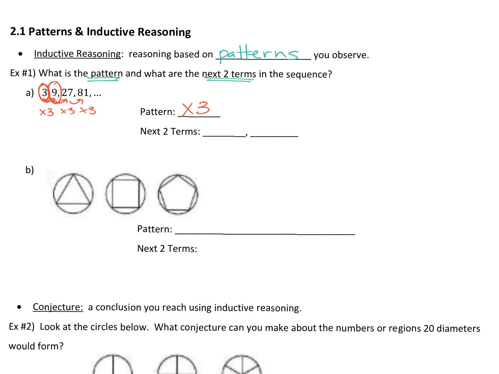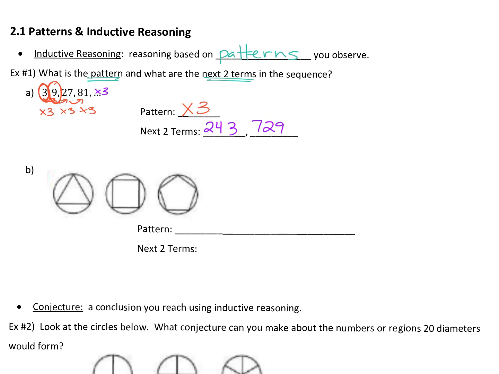You can get a calculator out if that's helpful. 243, right? So it's 81 times 3 is 243. And then 243 times 3 is 729. Okay? So sometimes it's going to be numbers like that. Numbers are pretty good, typically. Sometimes it's going to be figures that you have to find a pattern that's happening.